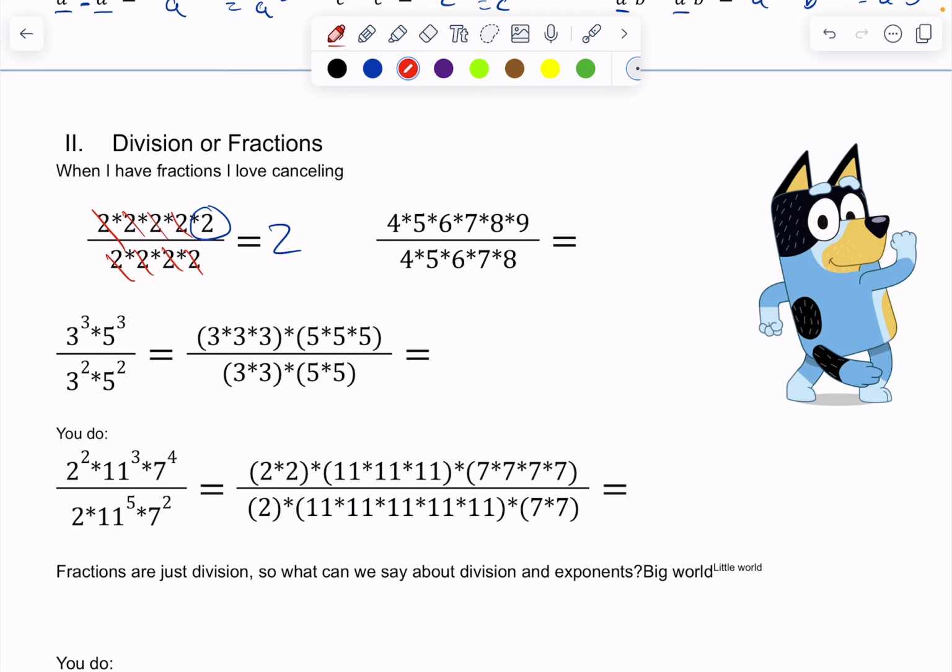Ooh, more complex. 4 cancels, 5 cancels, 6 cancels, 7 cancels, 8 cancels. I'm left with 9. That's nice. I like that. If I had something like 3 to the 3rd power times 5 to the 3rd power over 3 squared times 5 squared, well, let's see what I can cancel. I can cancel these 3's. I can cancel these 5's. And then I'm left with just a 3 and a 5. 3 times 5, which is 15.